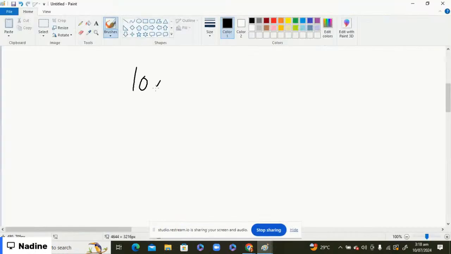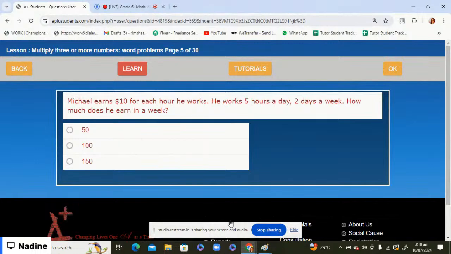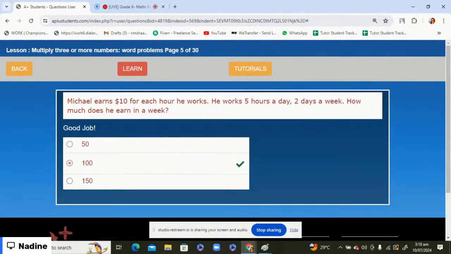The answer is 10 times 5 times 2. When you multiply 10 with 5, it's 50, then times 2. So 50 times 2 is 100. So when you click it out, it's 100, and here we go with that.